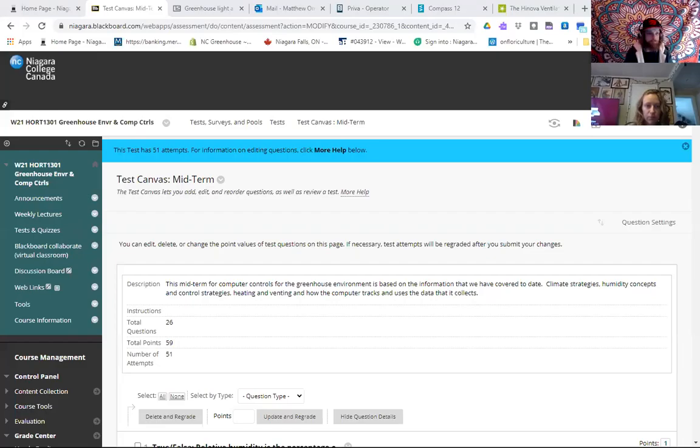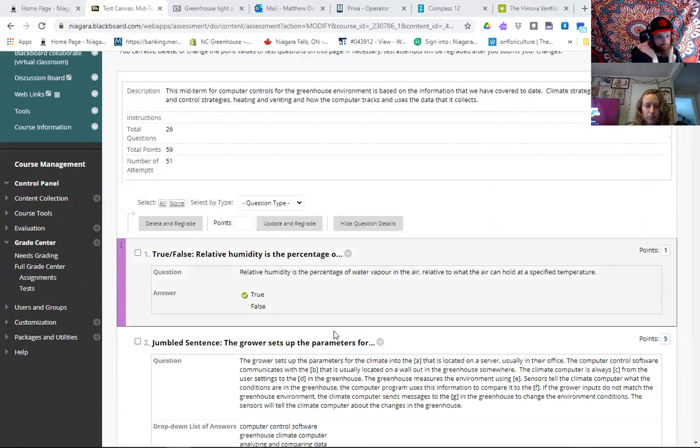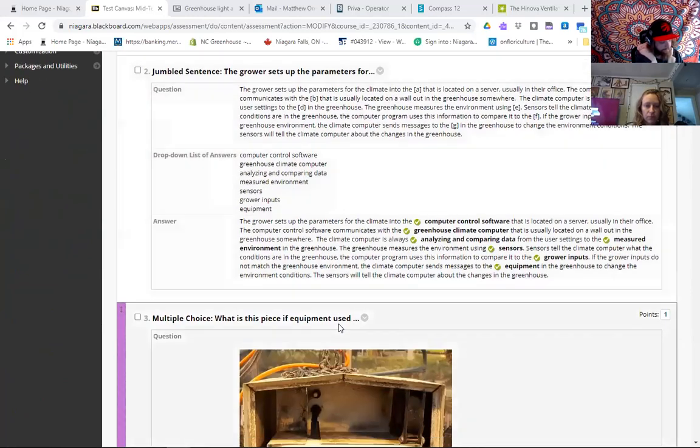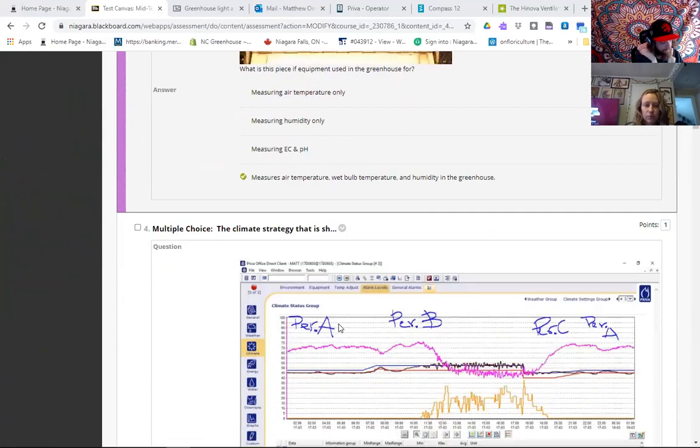Right. So yeah, okay. Let's have a look at some of the questions on the exam. The pipe temperature one for sure. And the other thing I wanted to touch upon was VPD. I want to make sure that you guys understand that as well.